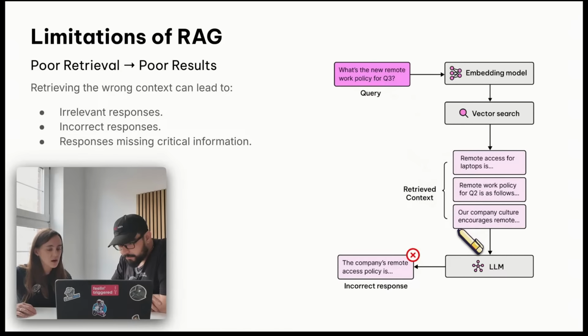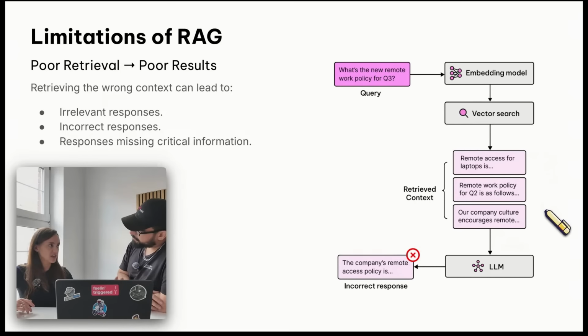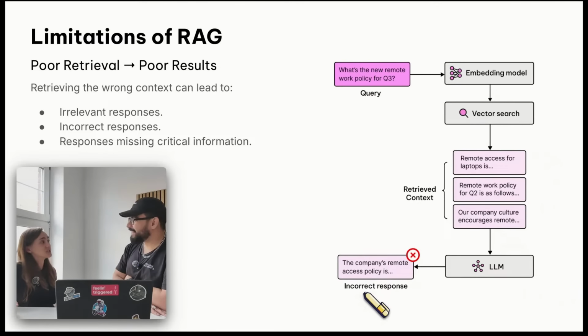Cool. And then you can see here, our company culture encourages remote. Exactly. So it might go on to say we encourage remote work, and as of Q2 we are doing this, or starting in Q3 this is our remote work policy, but it's not giving you the whole answer. Understood. So the problem is that when you're feeding the wrong context to the LLM, you're getting the incorrect response. And in a lot of ways it's almost worse than a pure hallucination, because you're thinking, oh, it's citing its sources, so this must be accurate.